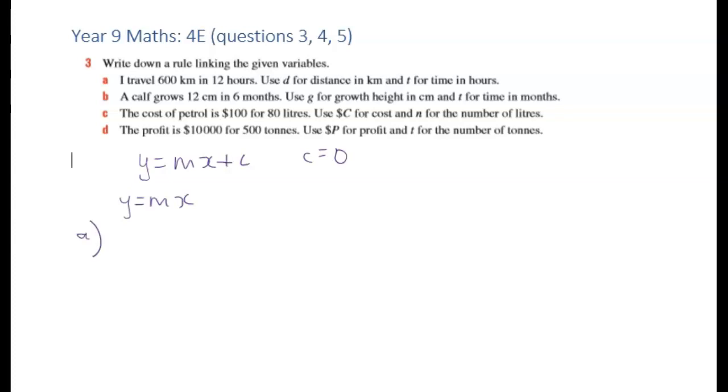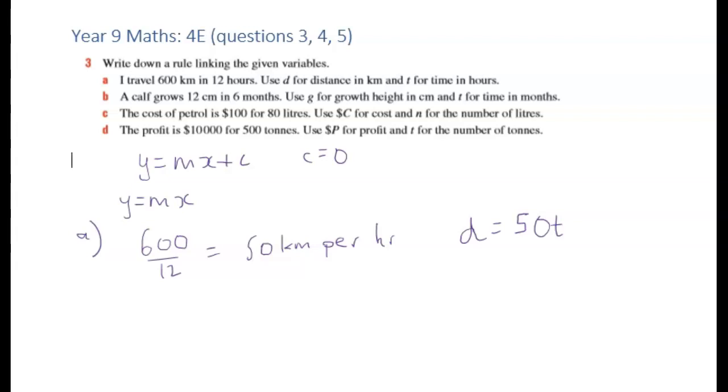All right, question A. I travel 600 kilometers in 12 hours. Use D for distance in kilometers and T for time in hours. So if we've traveled 600 kilometers in 12 hours, 600 divided by 12 will tell us how many kilometers we've traveled in 1 hour. That's going to be 50 kilometers per hour. Does that make sense? We've traveled 50 kilometers on average per hour. So your equation is D equals 50T.